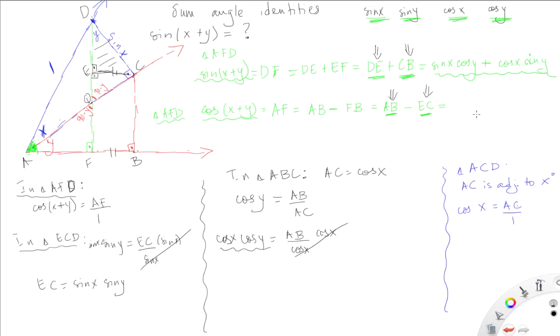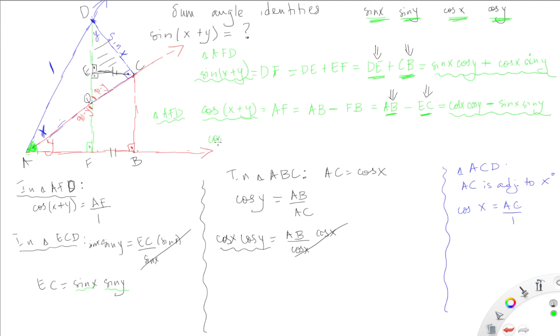So AB here, instead of it, I'm going to say cosine x cosine y minus, instead of EC, I'm going to write sine x sine y. And there it goes. I've got my identity for cosine. Cosine of x plus y is equal to cosine x cosine y minus sine x sine y.